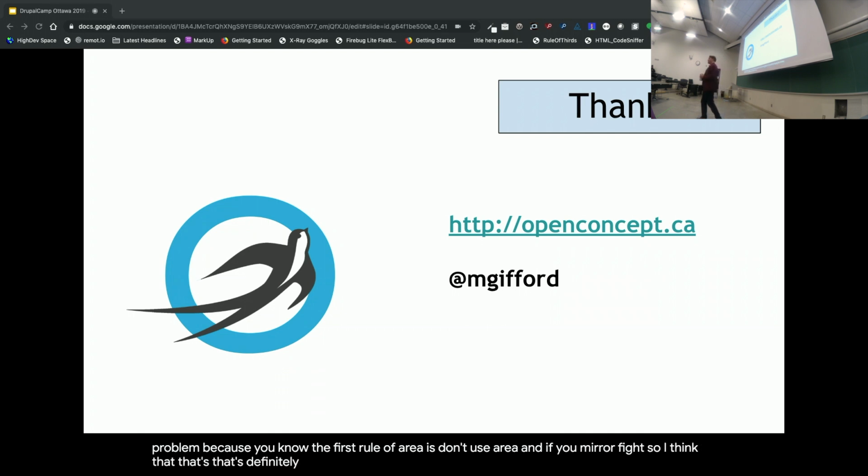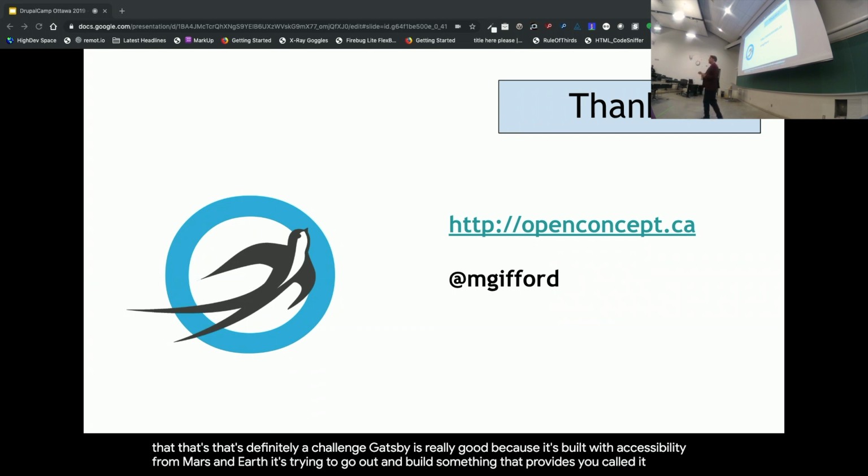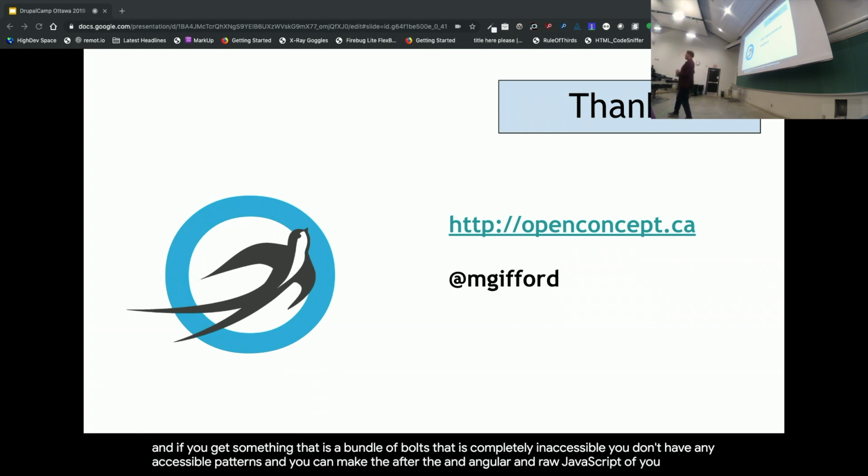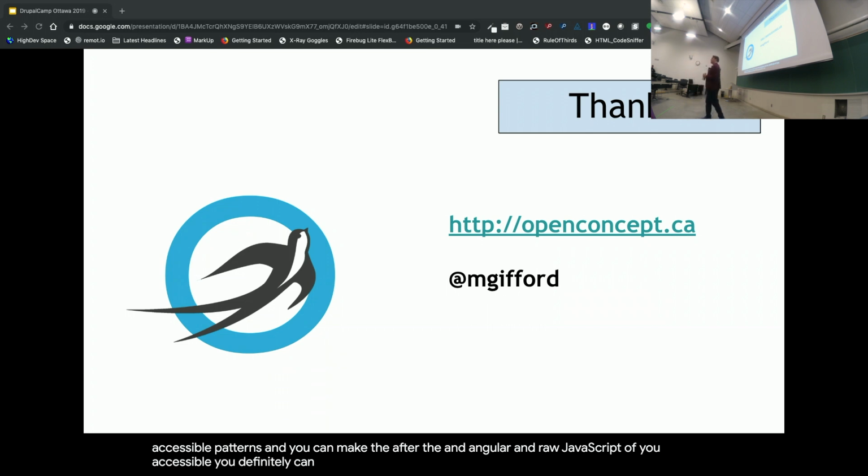Gatsby is really good because it's building in accessibility frameworks. It's trying to build something that by default is accessible. If you get a bundle of bolts that is completely inaccessible and you don't have any accessible patterns, you can make React and Angular and raw JavaScript and Vue accessible, you definitely can. But if it requires the extra effort of the developer to do that, nine times out of 10 it will be dropped, right? Because most developers don't have the time and they aren't testing it.